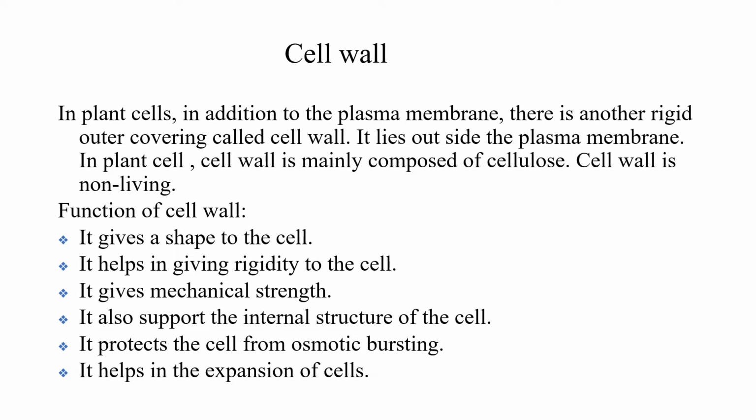Then functions of cell wall. It gives shape to the cell, then giving rigidity to the cell, that is strong, mechanical strength to the cell, supports the internal structure of the cell, protects the cell from osmotic bursting, helps in expansion of cells. Cell wall is found only in plant cell, not found in animal cell.